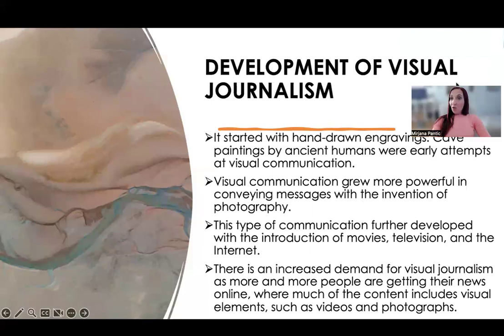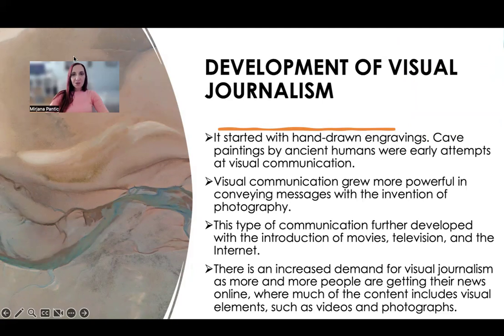Let's take a look at the development of visual journalism. It all started with hand-drawn engravings and cave paintings by ancient humans, which were not visual journalism, but early attempts at visual communication. Then visual communication grew more powerful in conveying messages with the invention of photography. After photography, visual communication further developed with the introduction of movies, television, and of course the internet.